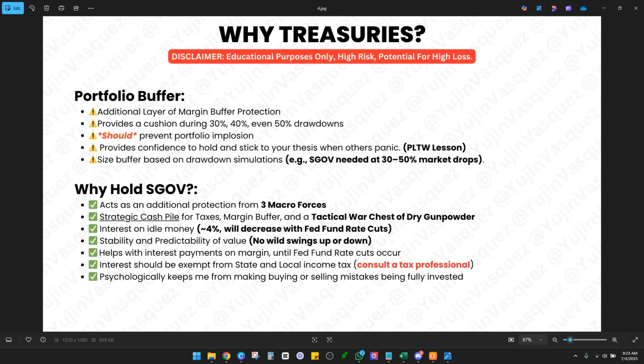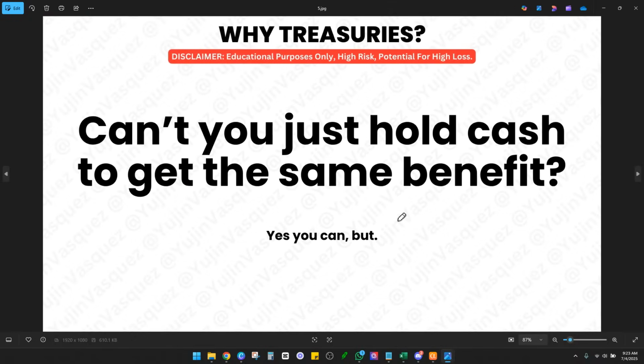And again, this is the burning question, right? Can't you just hold cash and get the same benefit? Yes, you can. But again, when you're thinking about taxes and psychologically, I prefer just to own SGOV, put all my free capital into SGOV. All right. For me, it just makes the most sense.